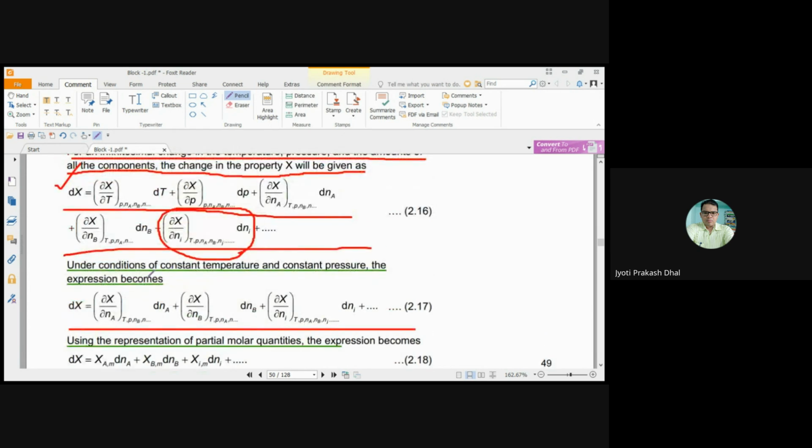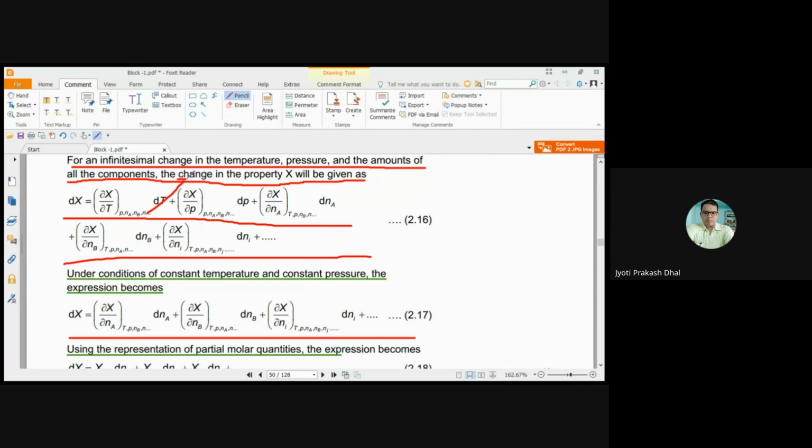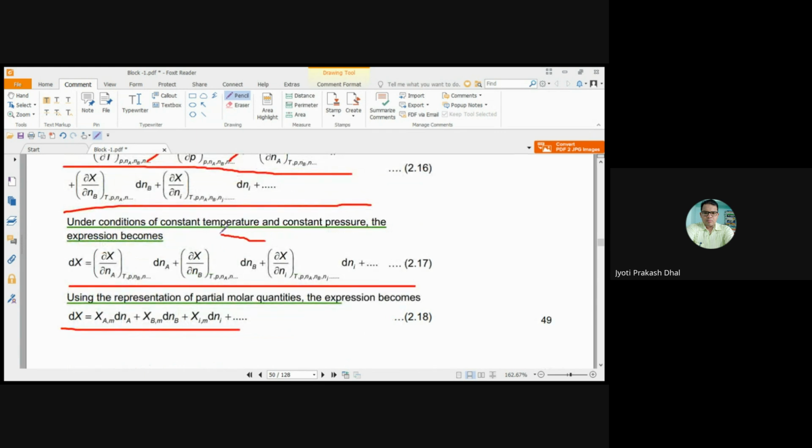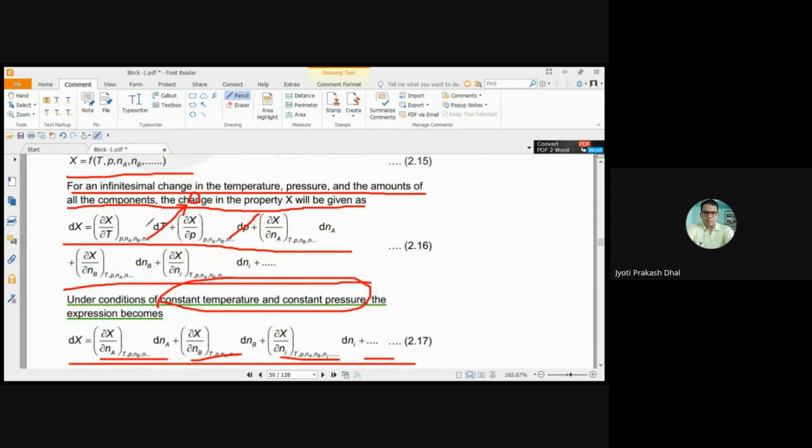And again, if we maintain the condition of constant temperature and constant pressure, so if we take the total expression under constant temperature and constant pressure, the dT value will become 0, the first term will vanish, the dP value will become 0, then the second term will vanish, and the final expression will become dX equals third term plus fourth term plus ith term and so on. That means the first term and second term of this equation cancel.